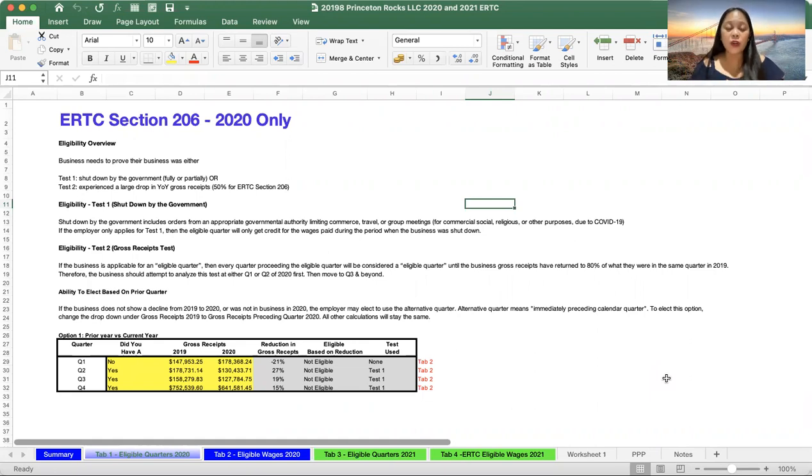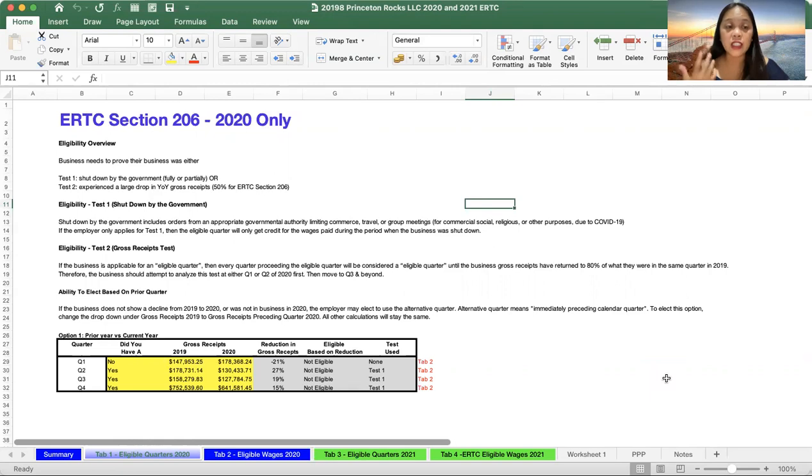Under the gross receipts test, we have to compare if there is indeed an 80% reduction in the sales, or gross receipts or gross sales, of the company, comparing 2019 and 2020, and then 2019 and 2021. Once we have proven that there is indeed a reduction, it makes them eligible. Test two says that if they are eligible for gross receipts, they are eligible for the ERTC tax credit from that period until the succeeding period.